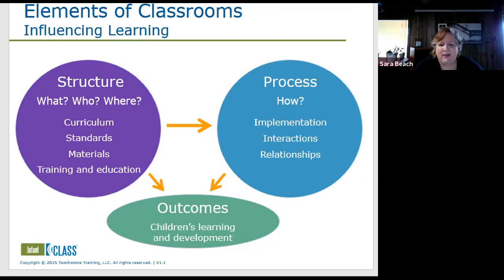And then we have process features, things that are a little bit harder to assess, things that are less tangible, like how do we implement the curriculum? If we have a curriculum, let's say we're using Creative Curriculum throughout the center, but one teacher is using it really well to fidelity and they're following and using all the parts of it as they're intended.